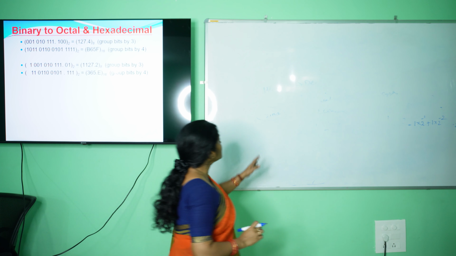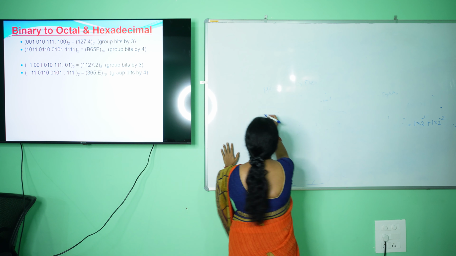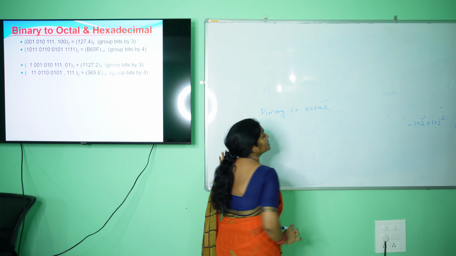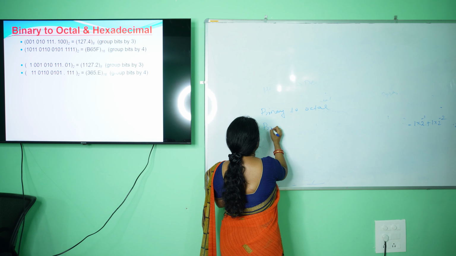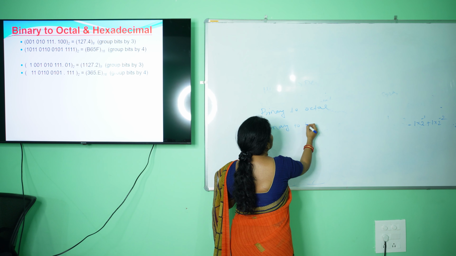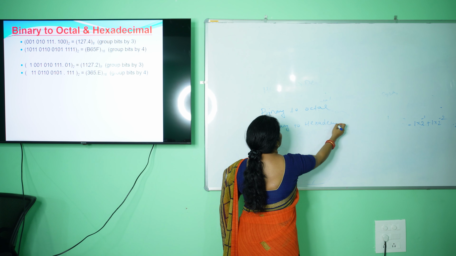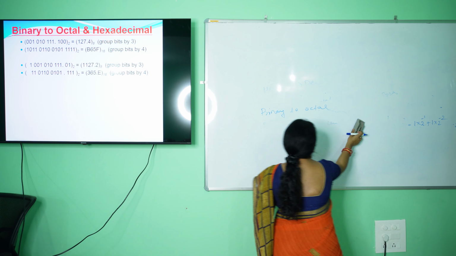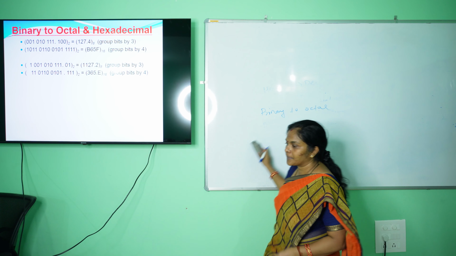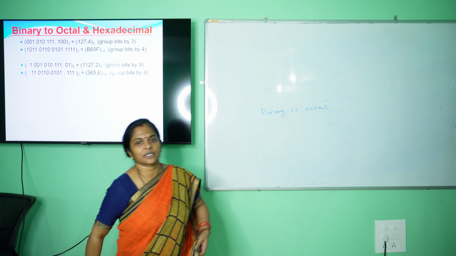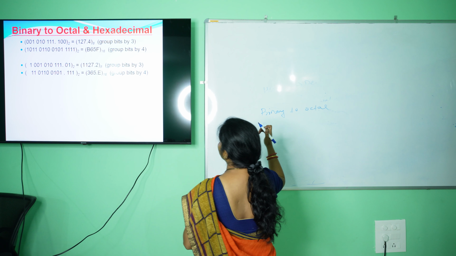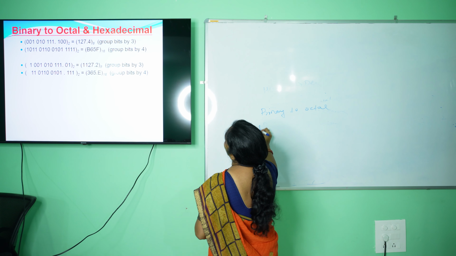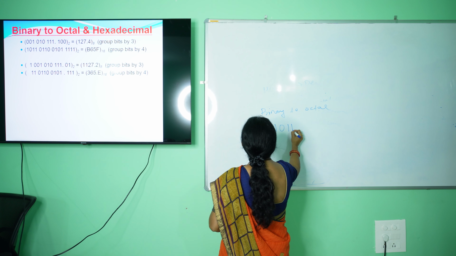Then comes this one: how to convert binary to octal. This is a very interesting one. So let's start with one example of binary to octal number system. What is the procedure? Let it be like this: 1 0 1 0 1 1 1.